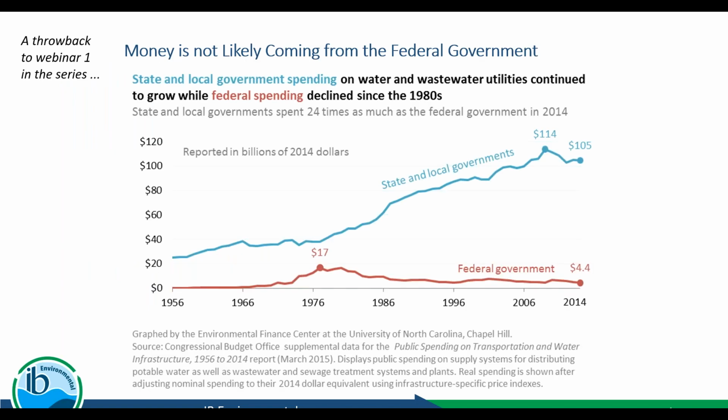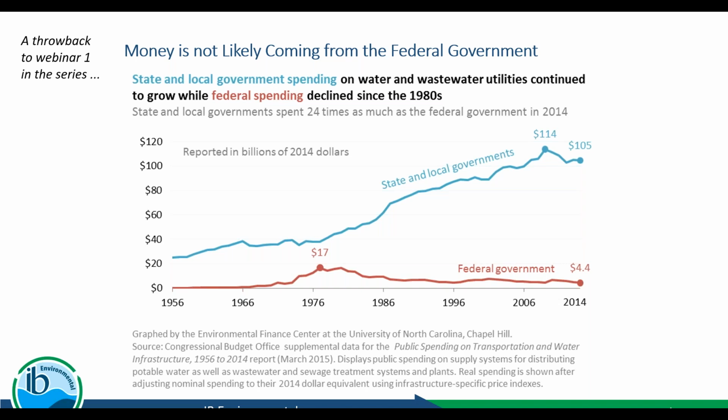All right, so let's dive into the background a little. This is a throwback to webinar 1 in the series that Catherine referred to. Basically, we discussed in webinar 1 that the money for water infrastructure is probably not coming from the federal government. So these are the trends, if you will, in where financing for water infrastructure has come from over the last few decades. And as you can see, that red line is not showing signs of going up anytime soon.